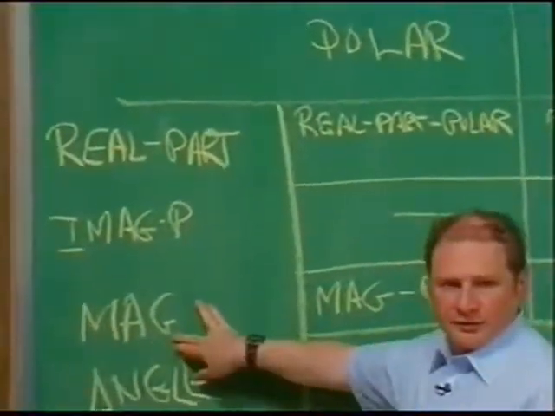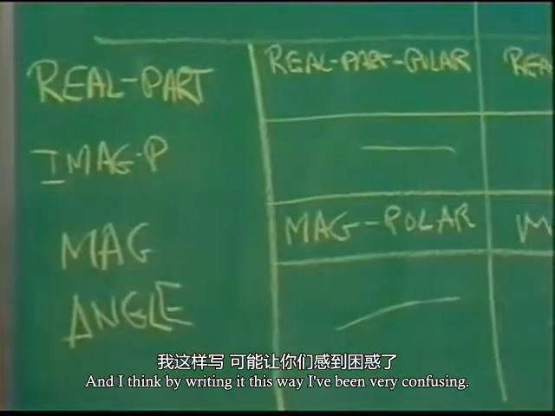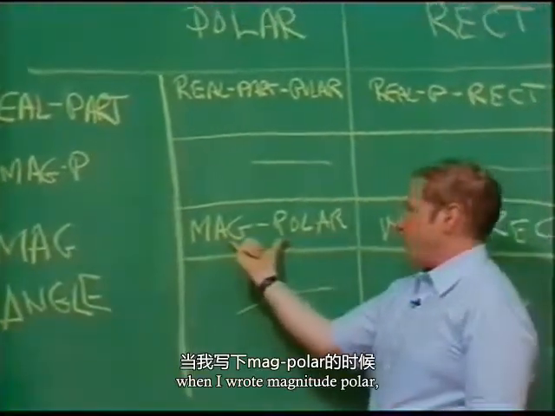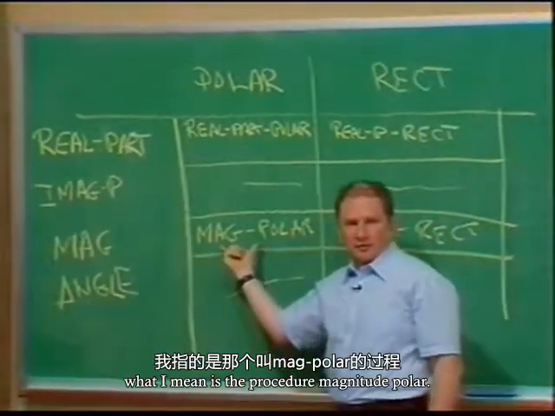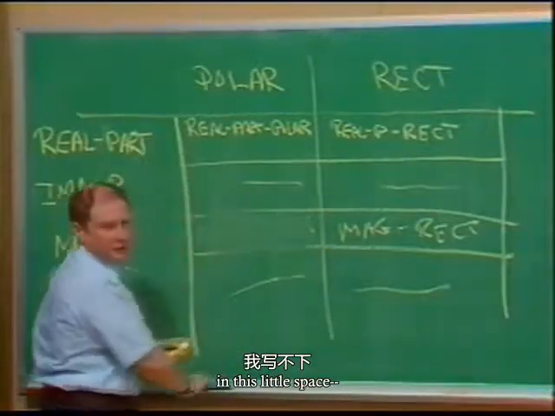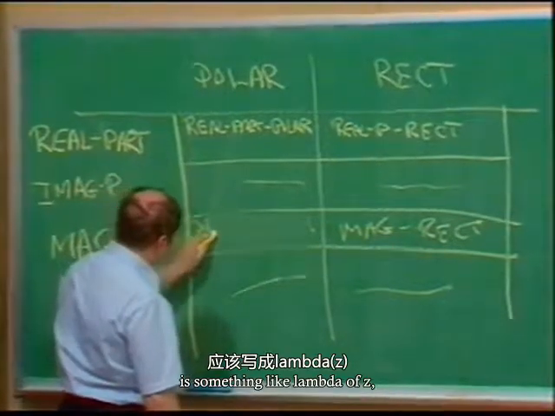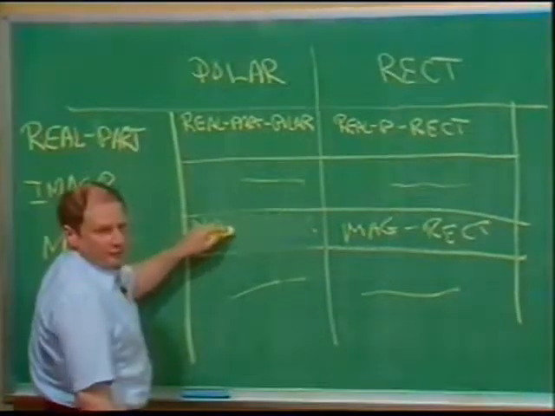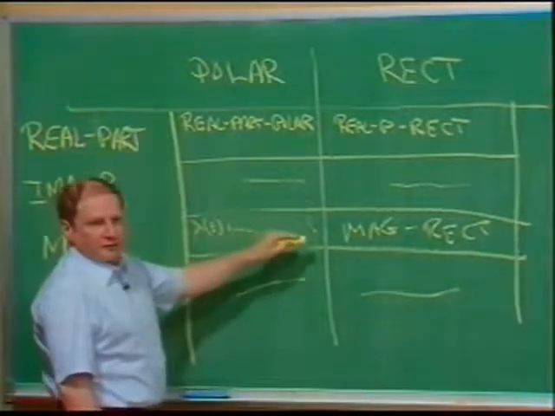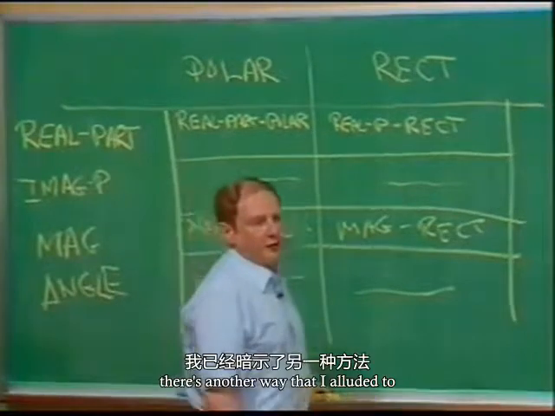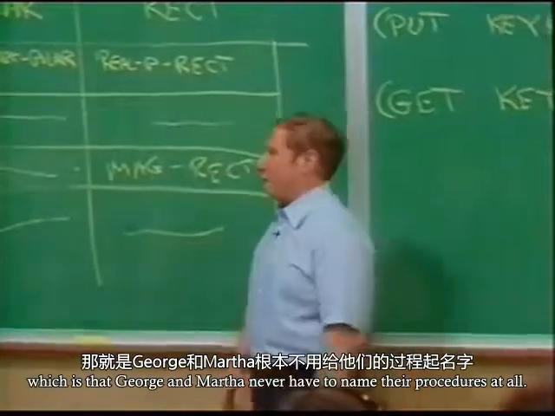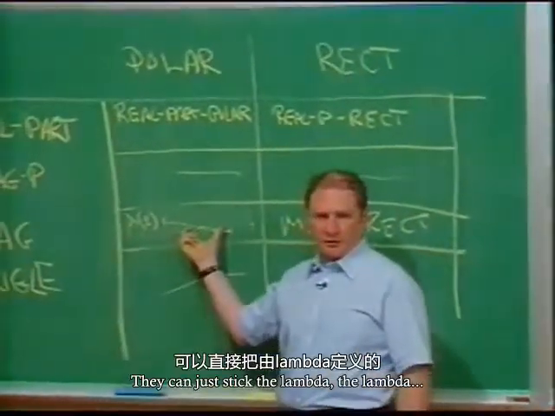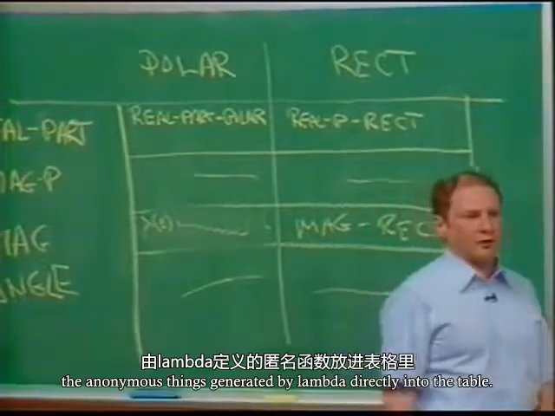magnitude. And I think by writing it this way, I've been very confusing, because when I wrote magnitude polar, what I mean is the procedure magnitude polar. And probably what I really should have written, except it's too small for me to write in this little space, is something like lambda of z, the thing that Martha wrote to implement it. And then you can see there's another way, that I alluded to, of solving this name conflict problem, which is that George and Martha never have to name their procedures at all. They can just stick the anonymous things generated by lambda directly into the table.